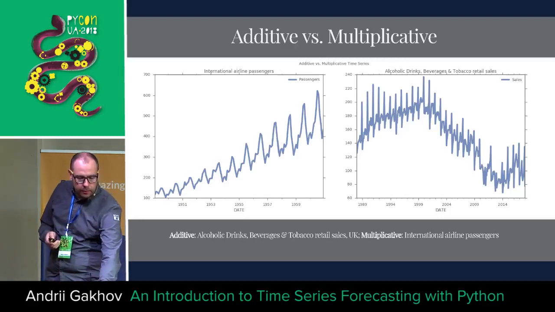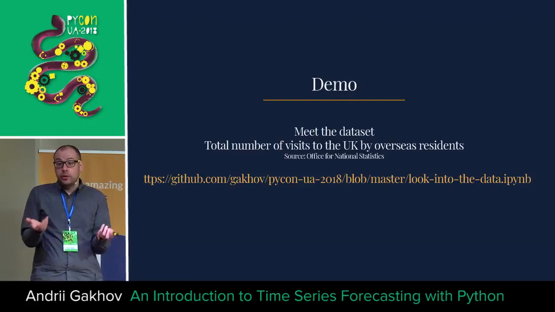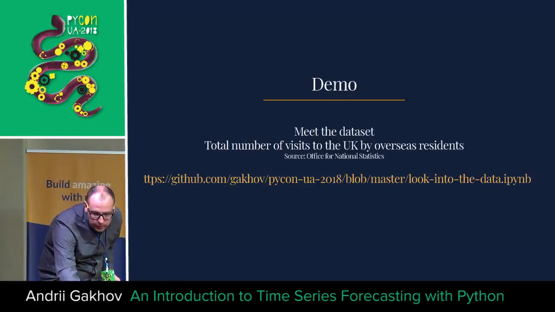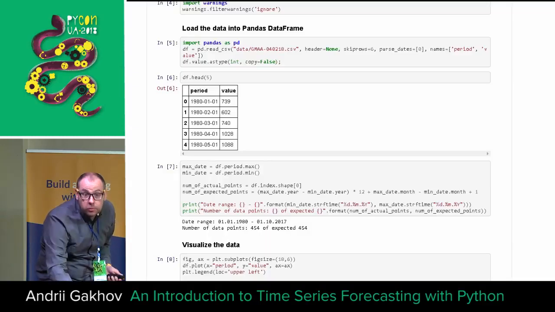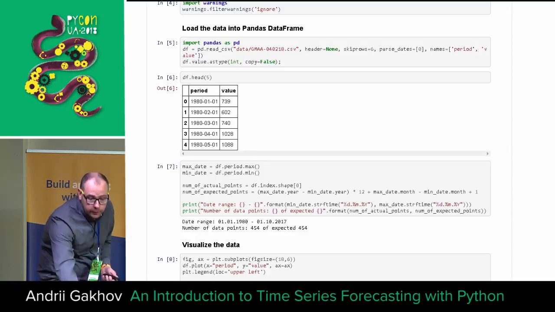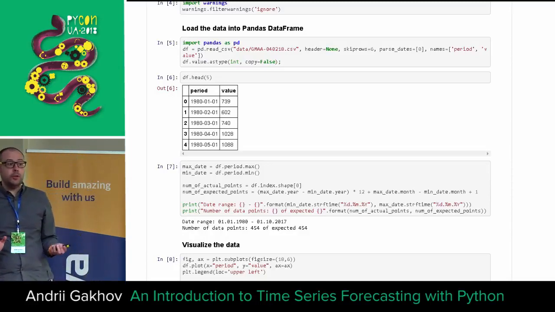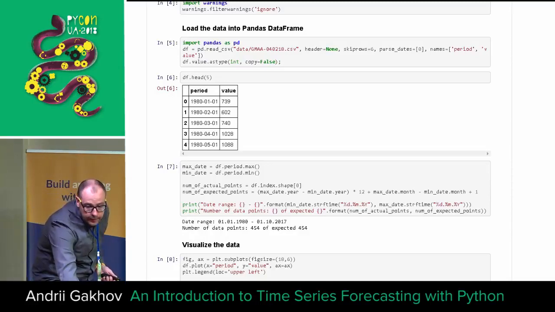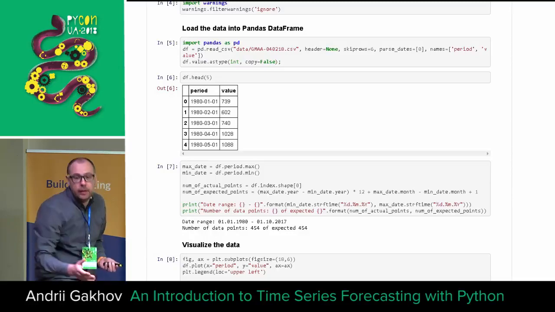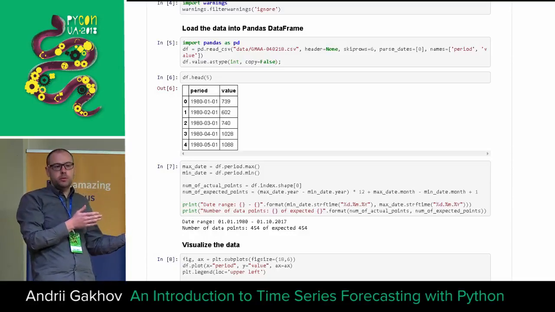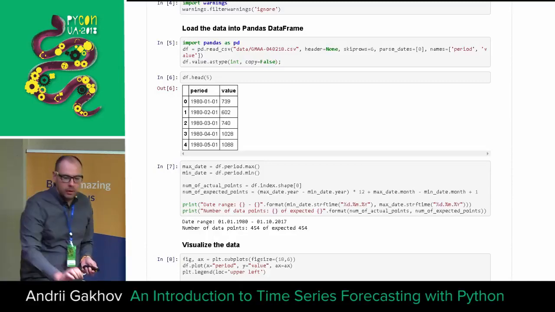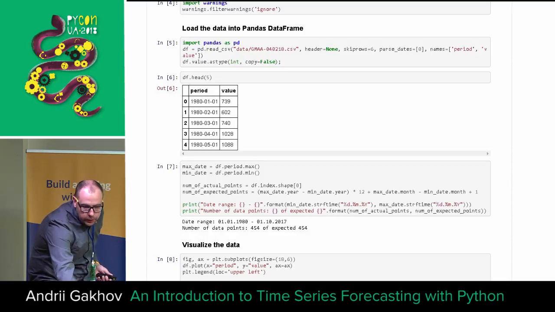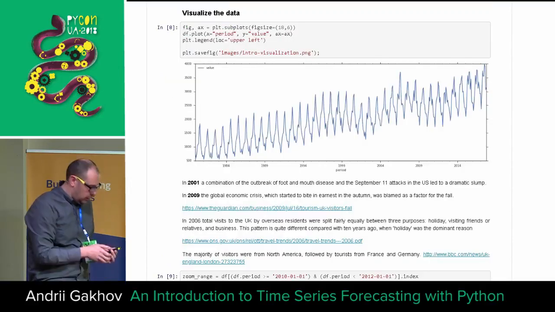And for now, let's look at the demo. I take a real data set, and with Python tools, I use Jupyter Notebook for this case. You can see this is the number of visits to the UK, all passengers from foreign countries. The data set looks like just a year and month, the first of the month, and then the number of passengers in thousands. Nothing special.